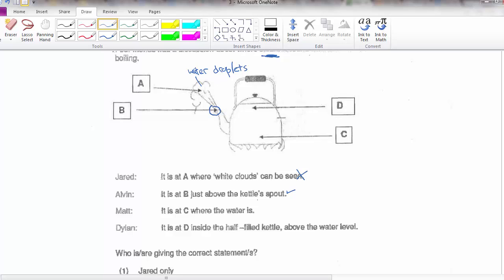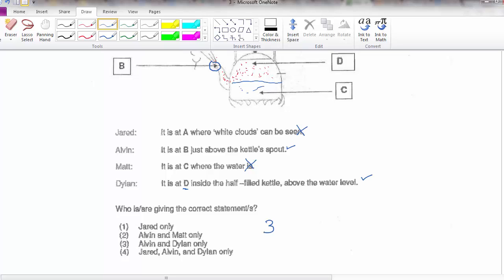So C, where the water is, obviously not. Water is not the water vapor, steam. It's at D, inside the half-filled kettle, above the water level. Yeah, this is true because let's say I have water inside. When the water boils, this water will change to water vapor, and so the steam, this will all be water vapor. The steam will come out, and that's why it will travel out through the spout. Everything here that I'm dotting in red, these are all your steam. Your steam will be here. Alright, so that's why Dylan will be correct as well. So my final answer is 3, Alvin and Dylan.